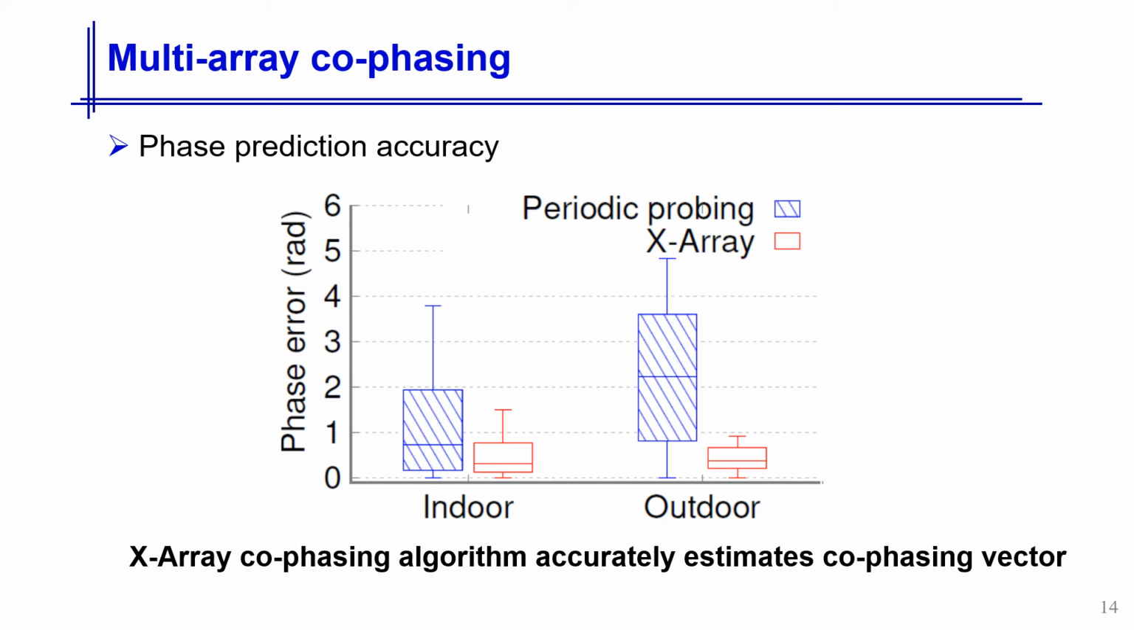The box plot here further shows the percentile error when we run phase prediction indoors at 3 miles per hour walking speed, and outdoors at varying speeds from 15 miles per hour to 75 miles per hour. We see that X-ray has an average phase error of 0.57 and 0.44 in outdoor and indoor, which translate to around only 12% throughput loss. Meanwhile, periodic probing phase errors are around 2.5 times and 5 times higher, which translate to 18% and 42% throughput loss.